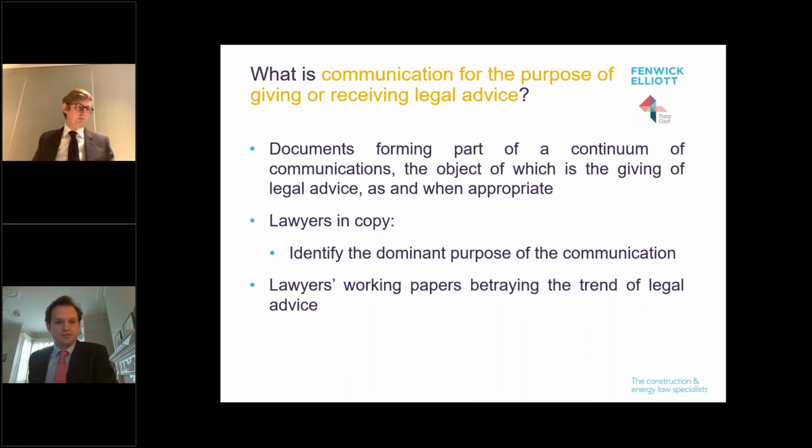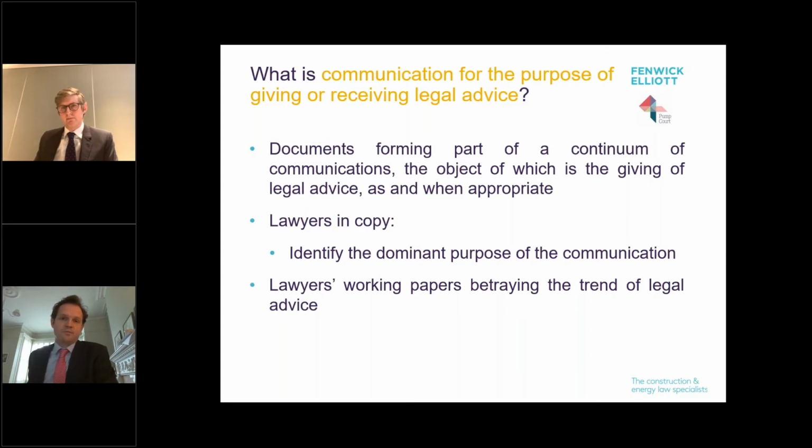And it has to be a communication. So it doesn't have to be the final communication giving the advice, the note that comes from Fenwick Elliott or Four Pump Court with our name on it saying our advice to you is X. It's also the exchanges that lead up to that advice, give the context and background that then form part of our instructions that we can then advise you on your rights and liabilities. But again, in-house lawyers need to be particularly careful to consider whether they're being asked to advise on the law or whether they're being asked to advise on something else.